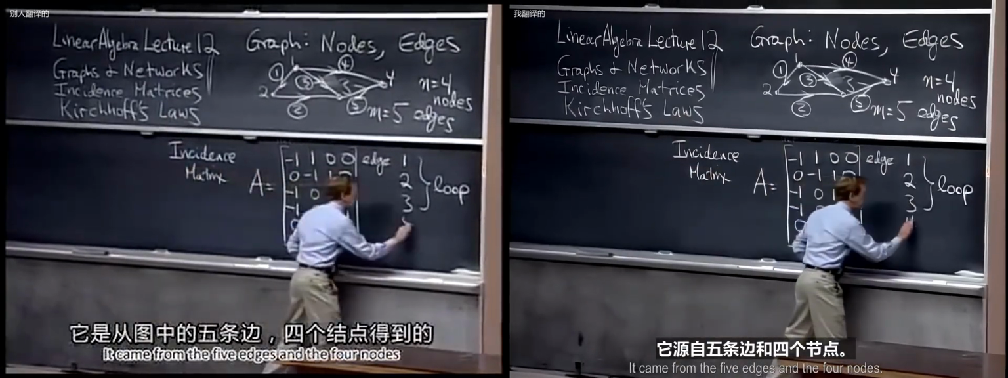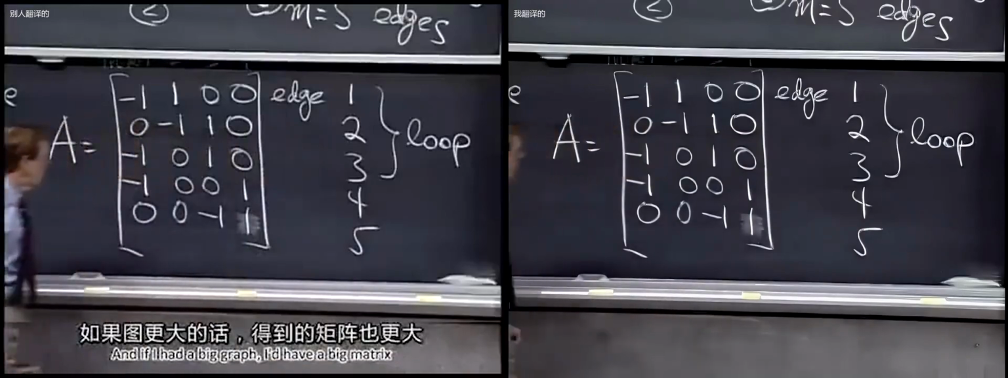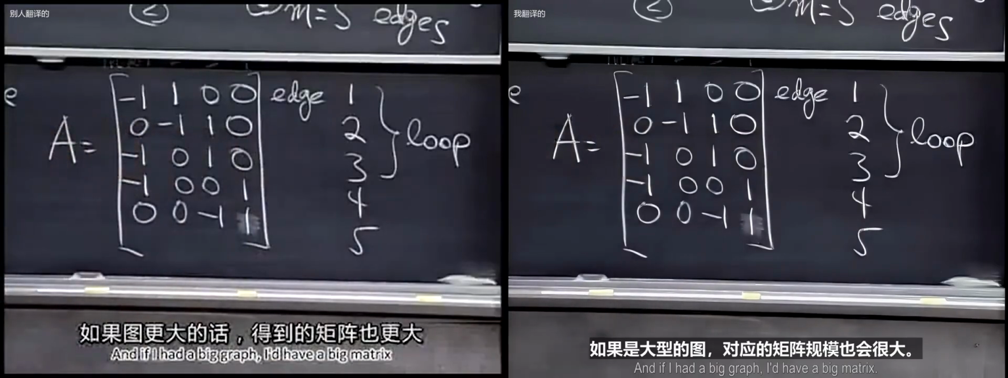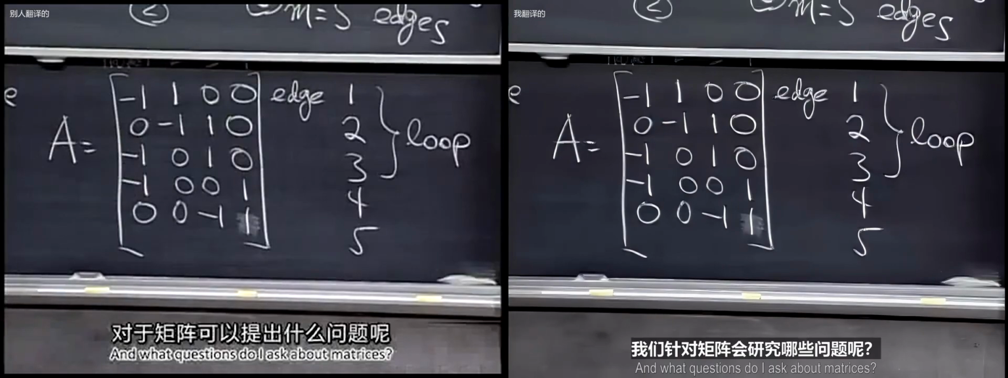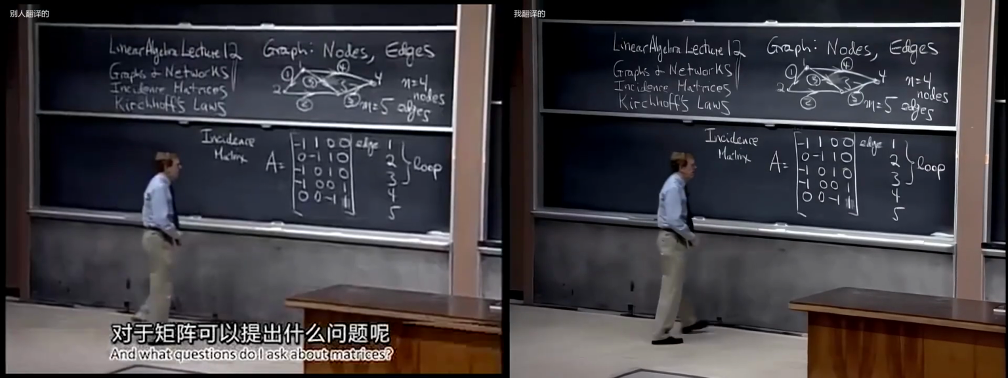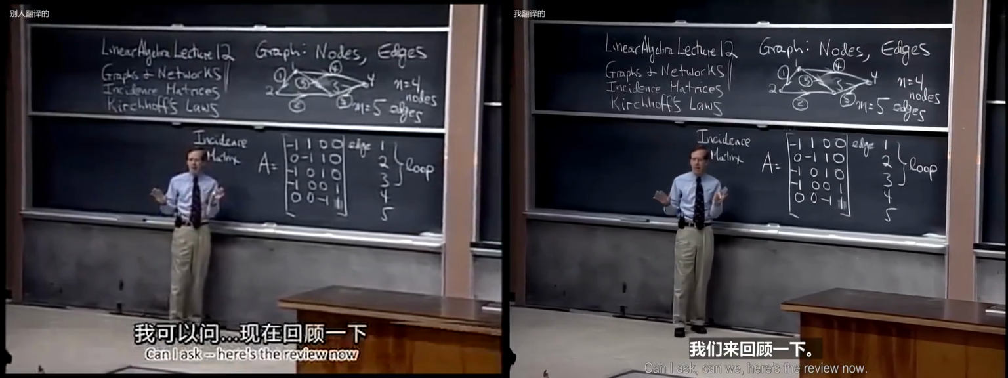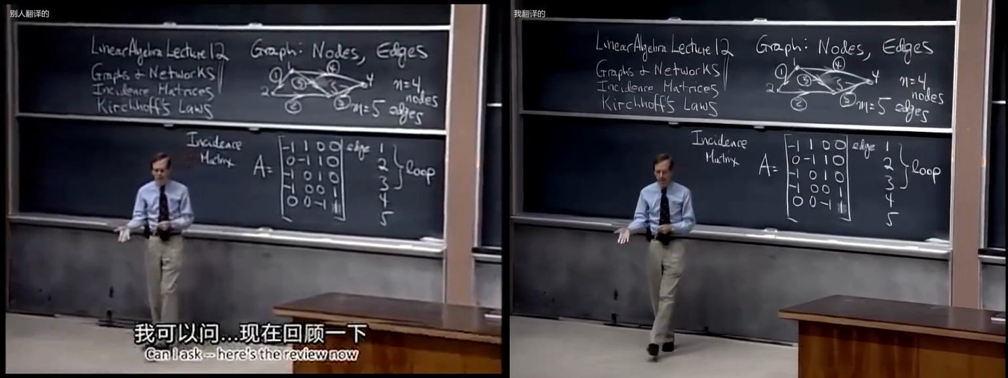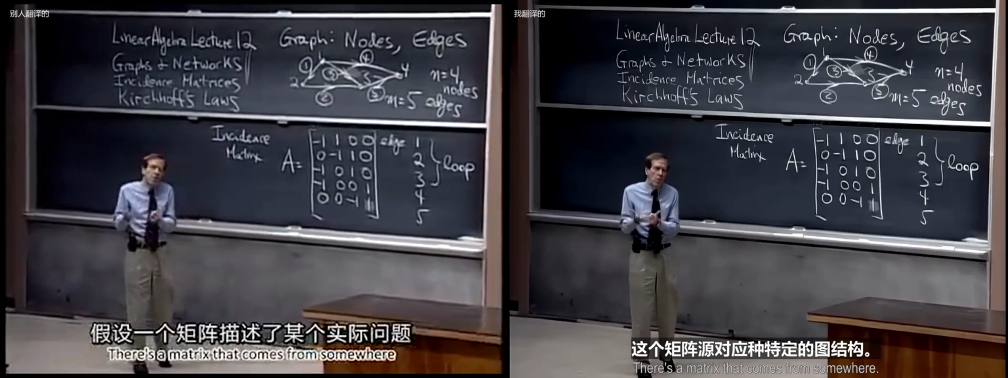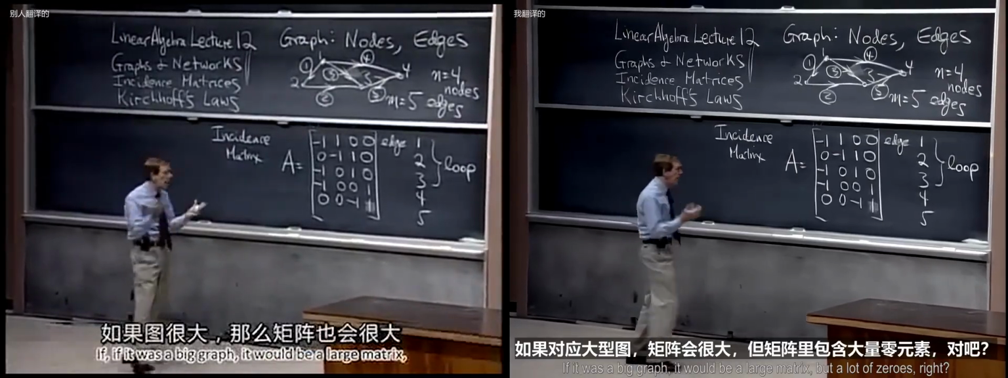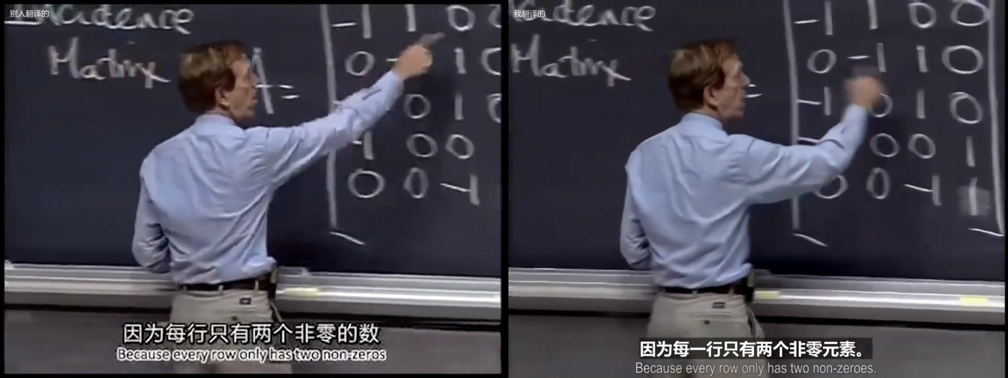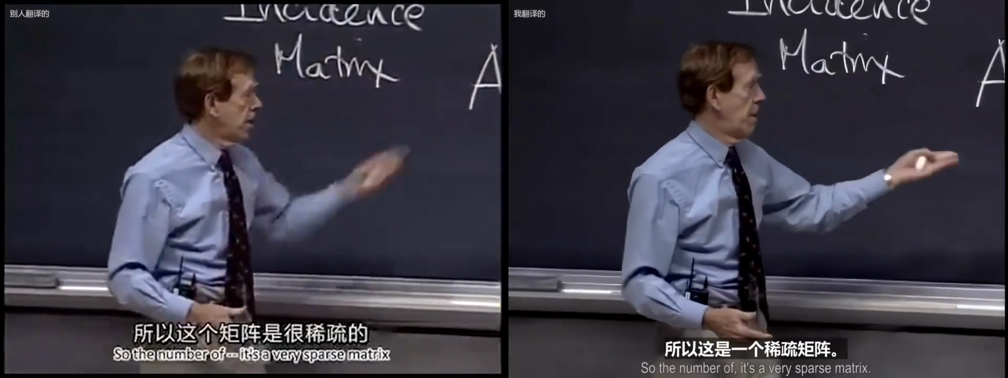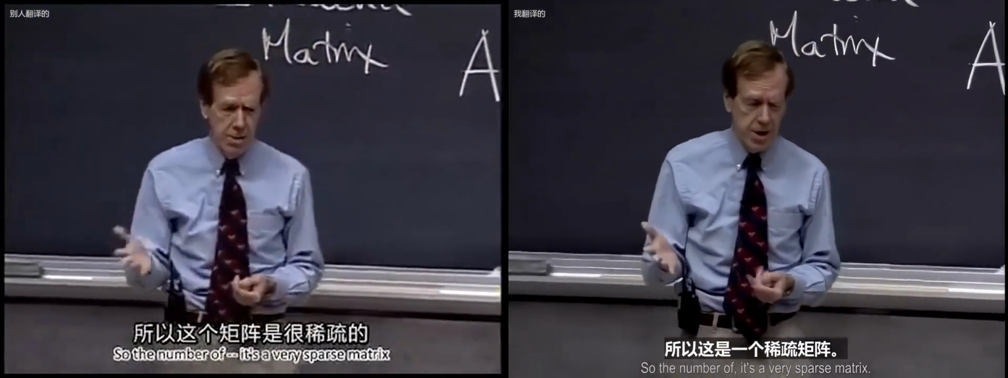It came from the 5 edges and the 4 nodes. And if I had a big graph, I'd have a big matrix. And what questions do I ask about matrices? Here's the review now. There's a matrix that comes from somewhere. If it was a big graph, it would be a large matrix, but a lot of zeros, right? Because every row only has 2 non-zeros. So it's a very sparse matrix.